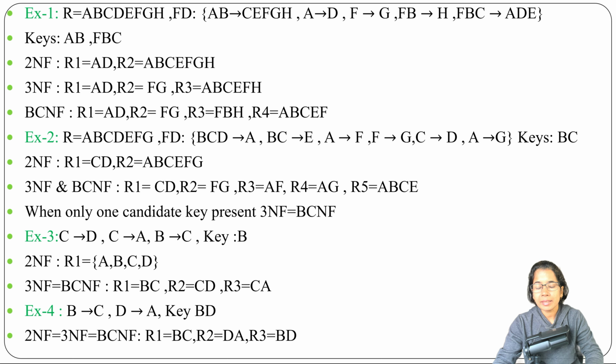In today's lecture I discussed BCNF. In BCNF every left side attribute should be a super key. I already discussed 1NF, 2NF and 3NF.